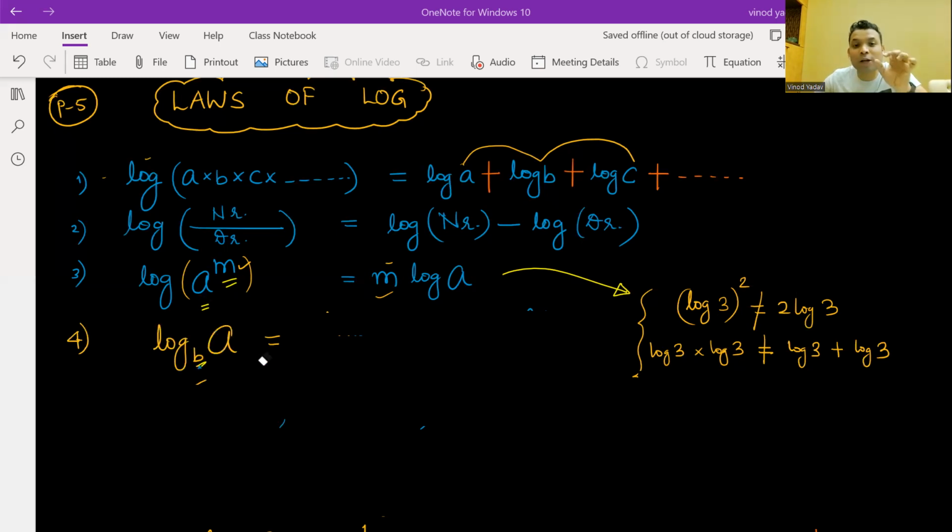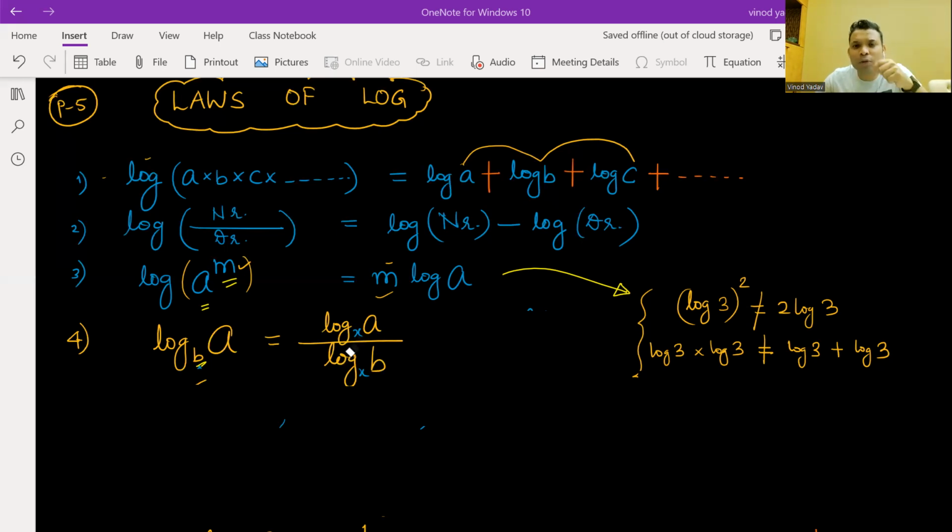Next one. Finally, log of a to the base b. Actually, this rule will tell you the real meaning of log. Logarithm is derived from two Greek words, logos and arithmos. Logos means ratio. Arithmos means numbers. So, ratio of two numbers. Which two numbers? First number is log a, second number is log b, and ratio means division.